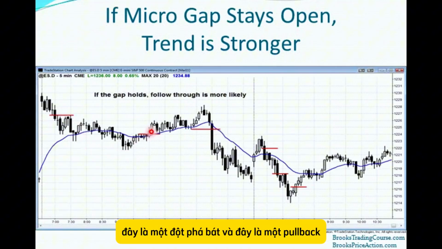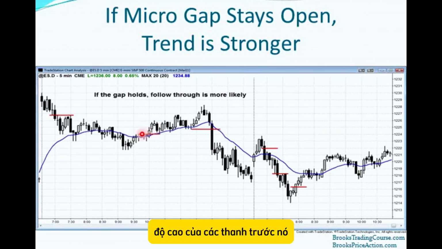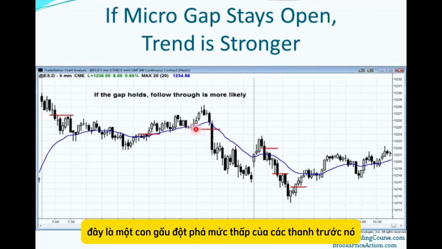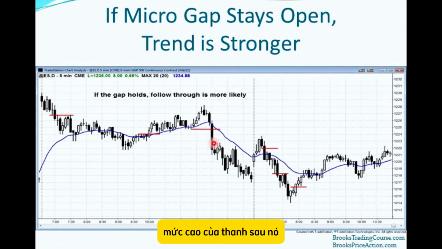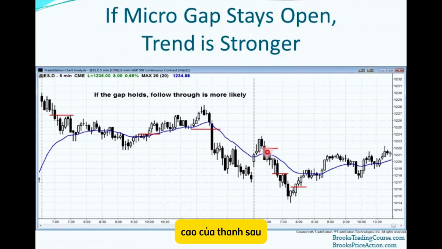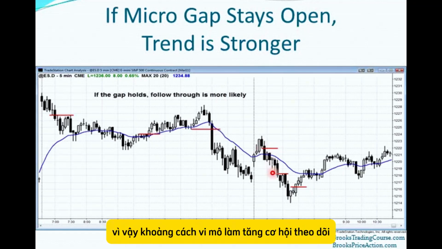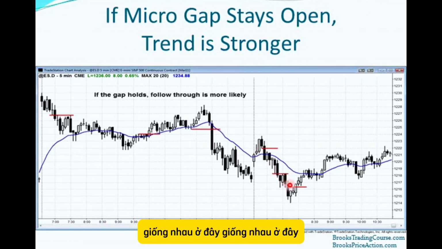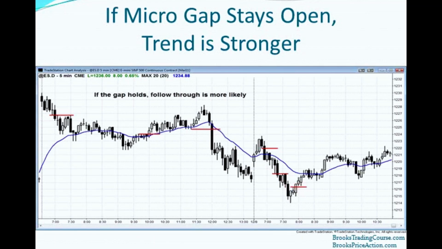Here's a bull breakout, and here's a pullback, but the pullback stayed above the high of the bars before it, so there's more chance of follow through. Here's a bear breakout, the low of the bars before it, the highs of the bar after it, a huge gap, probable follow through. Another gap here, a bear trend bar, the high of the bar after is below the low of the bar before, so a micro gap increases the chances of follow through. Same here, same here. So a micro gap is a sign of strength if the gap stays open.